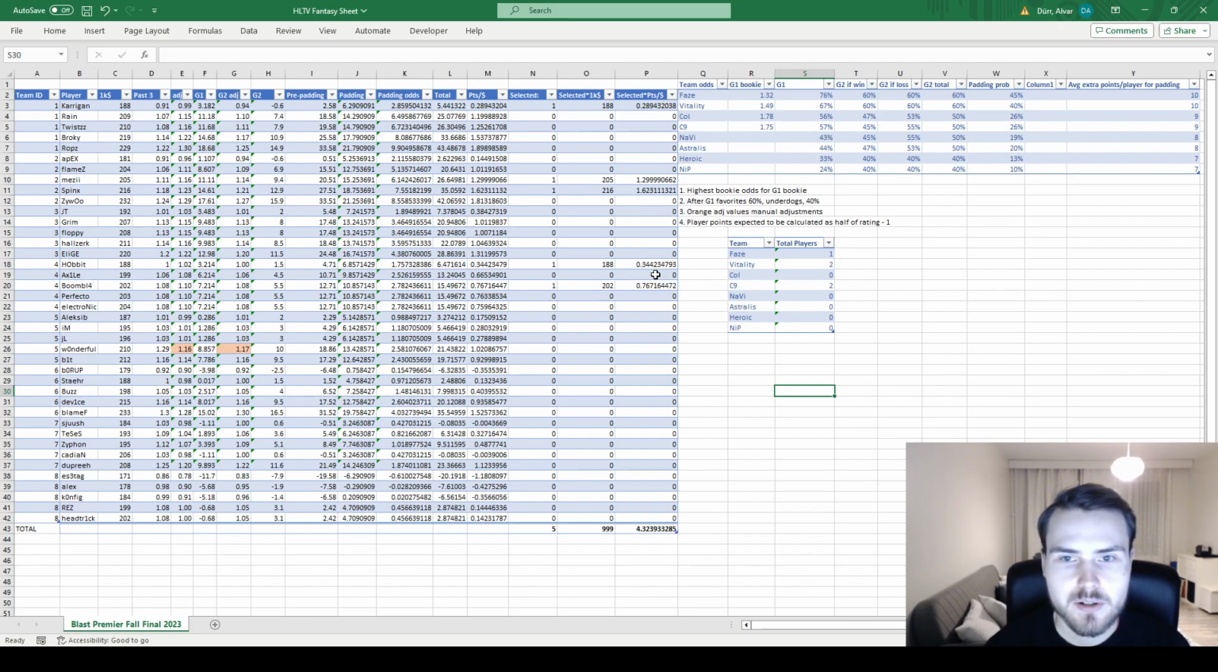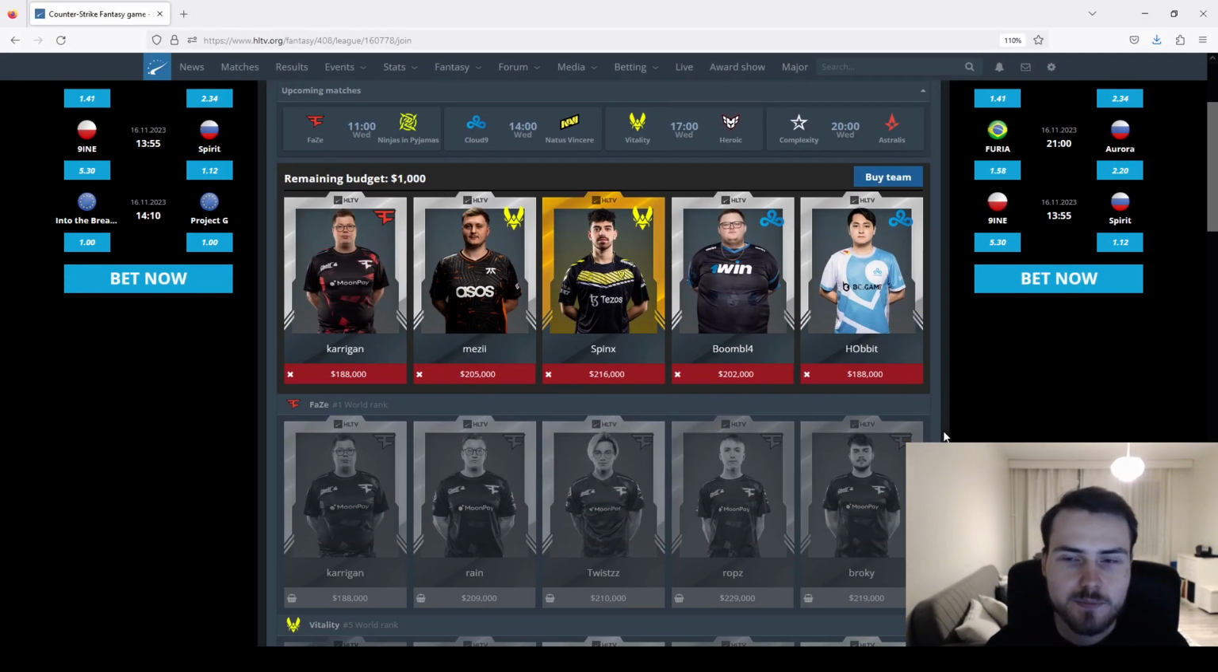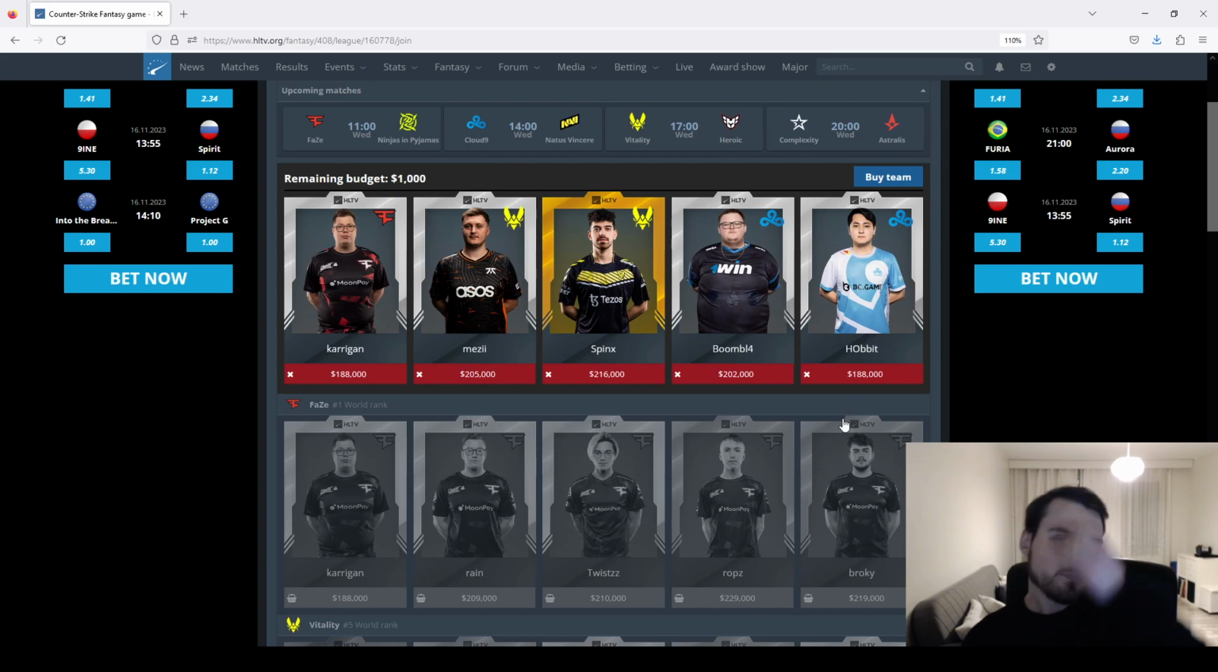So these are the players that this calculation at least came to see as the best lineup. We can see it here. It costs 999, as we see here. These are the players. We are doubling up on Vitality with the new guy Mezzi. And then we have Boomage and Hobbit.